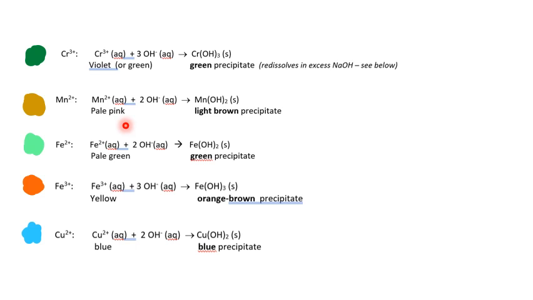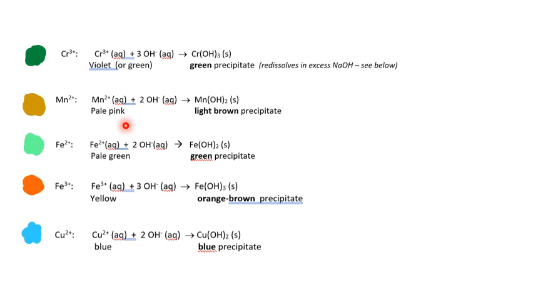But the bit that you've got to put your memory into is remembering the colours. So chromium 3 hydroxide is green, and you need to know that. There is this extra complication about redissolving in excess. We'll talk about that in a minute, but for the moment focus on the fact that you've got to learn that Cr(OH)3 is green. And you can see it's a similar story for all these other ones.